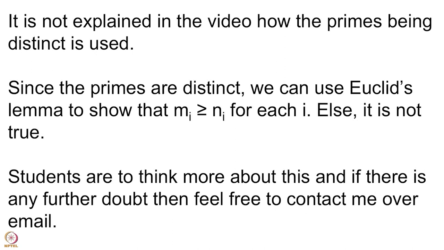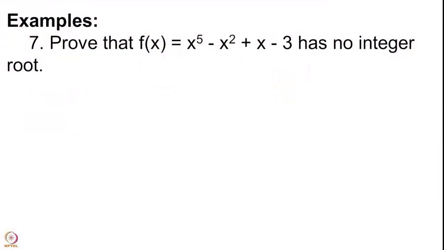So, now I will go to the next problem, which is to look for solution of a polynomial among the set of natural numbers. And here we have this problem: prove that f of x, which is x to the 5 minus x square plus x minus 3, has no integer root. So, we want to prove that there is no integer a such that f a is 0 for this polynomial f.